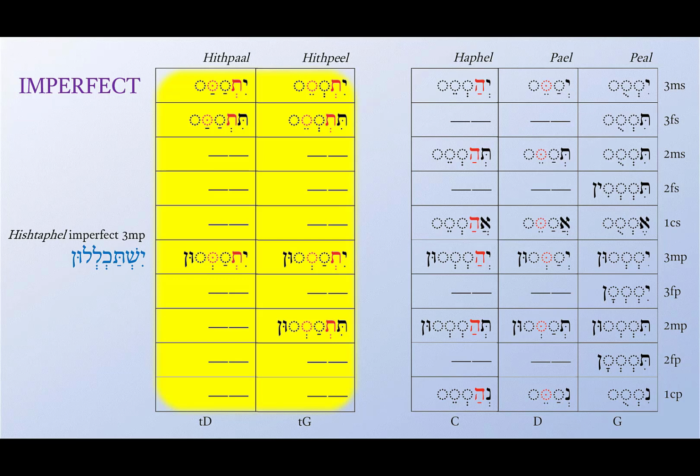Of course, let's not forget the TC, hishtafel. So you see the yishta prefix there. The yod is the yod prefix, and I've lined it up with third masculine plural so you can see the shurek vav noon suffix. So yishta, that part is all the prefix that you get for the hishtafel imperfect, and then kaf lamed lamed.